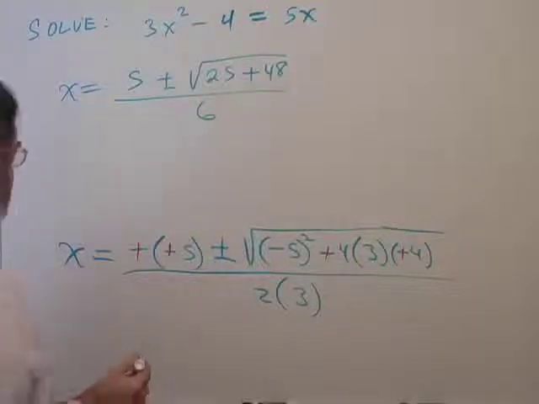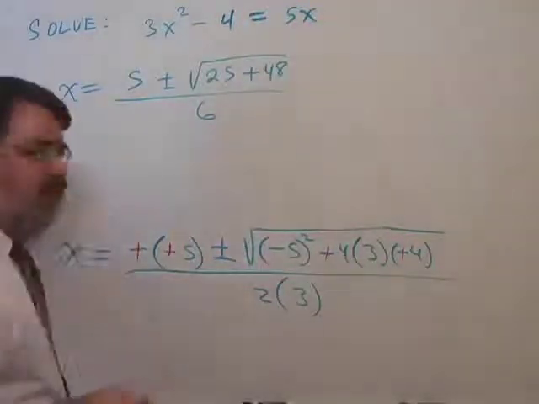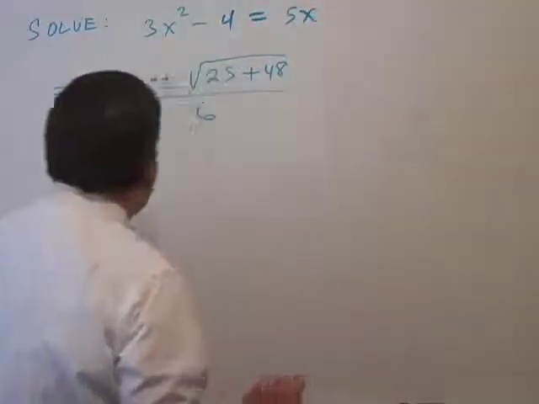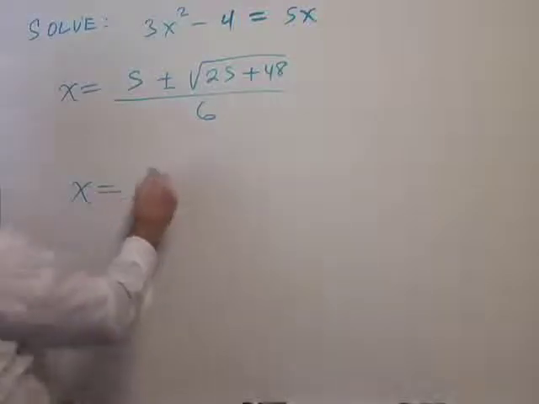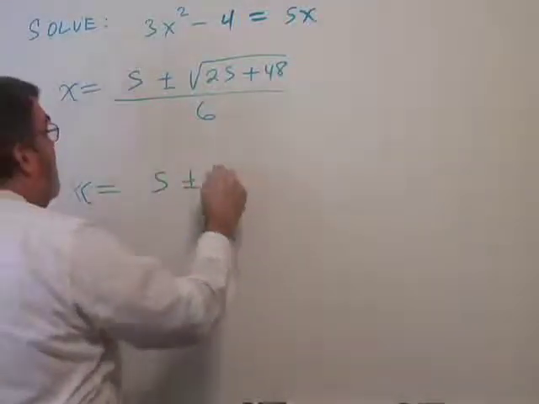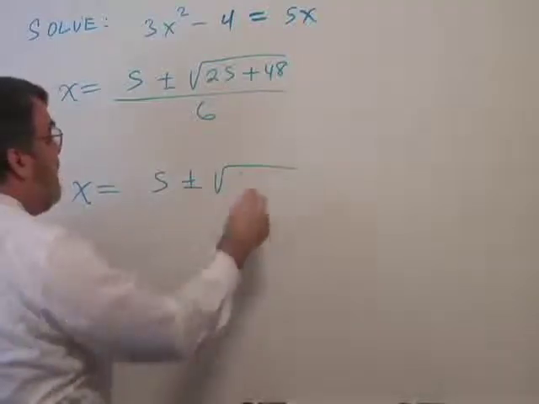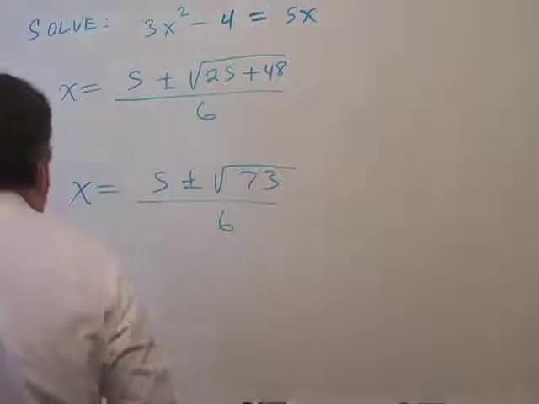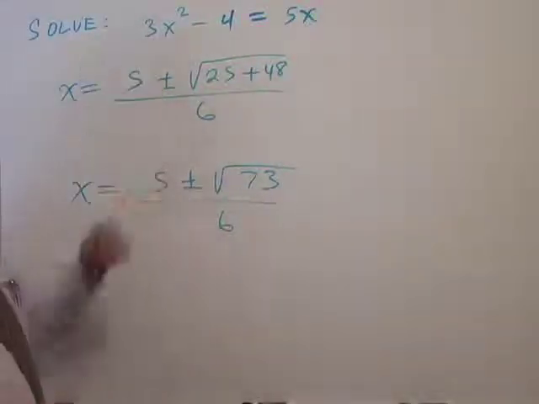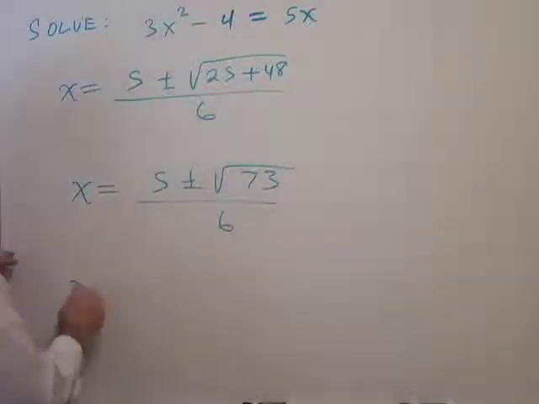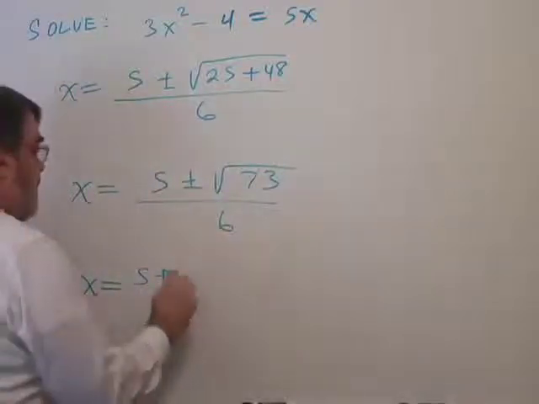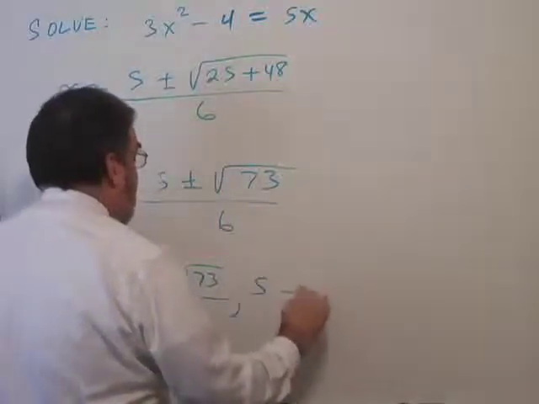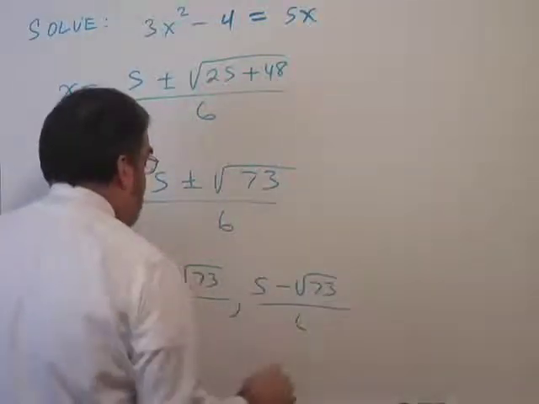Let's go ahead and finish that out. So x is equal to 5 plus or minus the square root, and what would this be? This would be, looks like, 73, over 6. So there we go. There's our answer to the original problem. And there are two answers there. x would be 5 plus the square root of 73 over 6, and 5 minus the square root of 73 over 6.